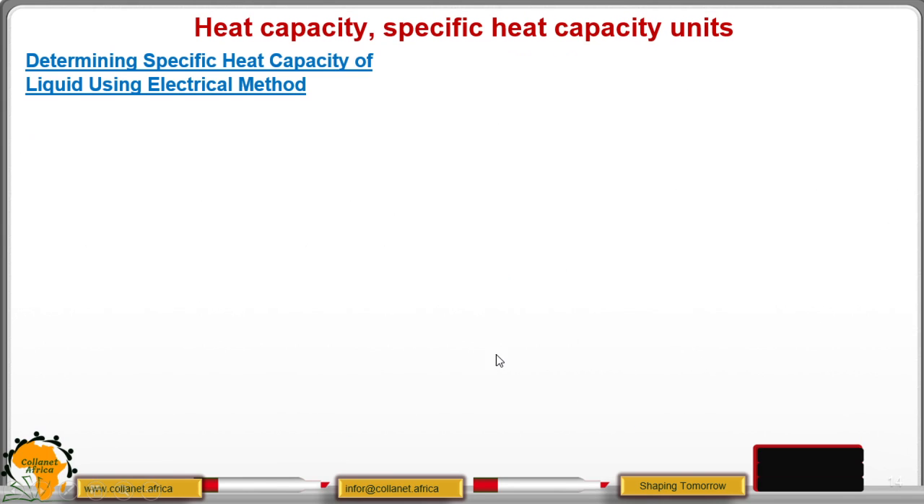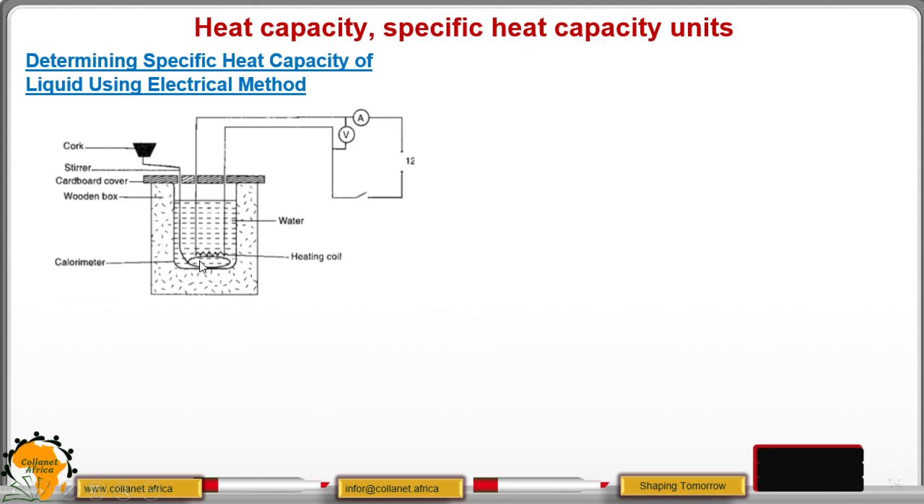Then from there, we have determining the specific heat capacity of a liquid using the electrical method. As you can see here, this is the arrangement. We have the water inside, and then we have the heating coil, the calorimeter, and the wooden block. Again, this is to ensure that there is no heat loss to the surrounding. We have a cardboard cover. Remember, this must be a poor conductor of heat. Then we have the stirrer.